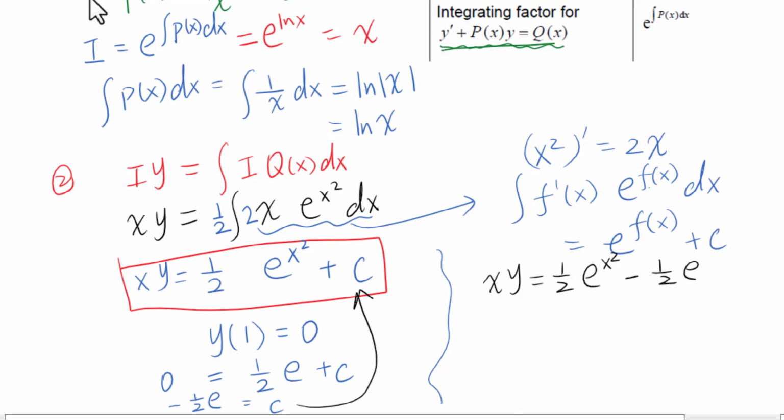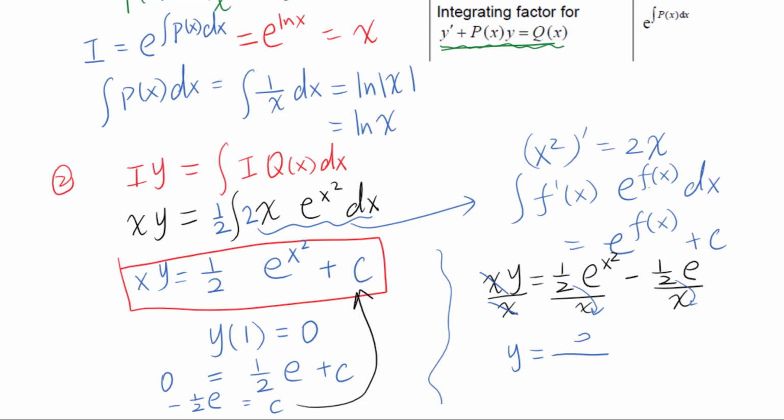Then we divide both sides by x. Now we get two complex fractions. Drop down the denominator: y equals e to the x squared power over 2x minus e over 2x. This is the final solution.